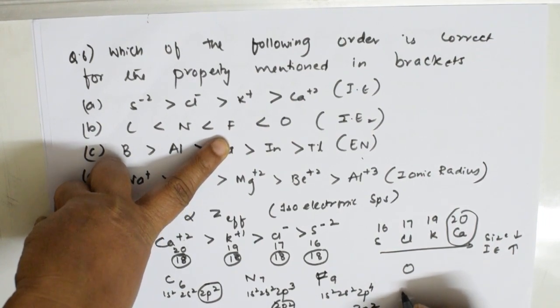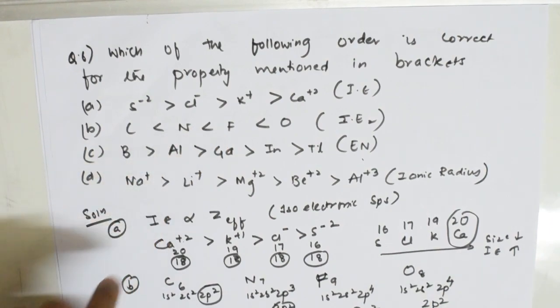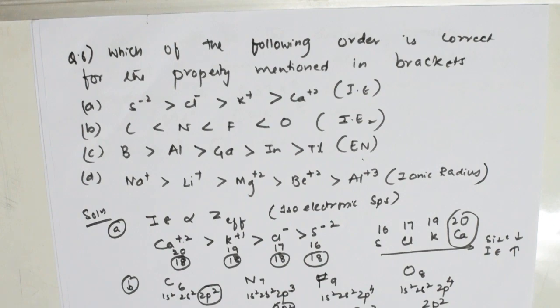Oxygen is 8, so 1s2, 2s2, 2p4. Correct? If I remove 2, how many does it become? It becomes 2p2. Correct? Now, in the first ionization energy, it has lost 1. In the second ionization energy, it has lost 2. Correct. Now, what happens here?